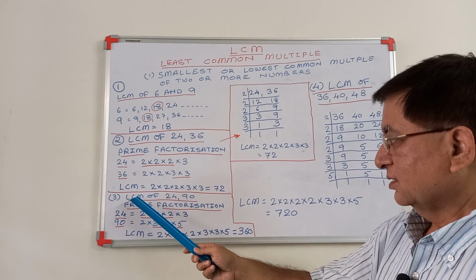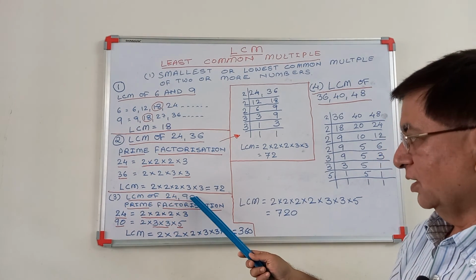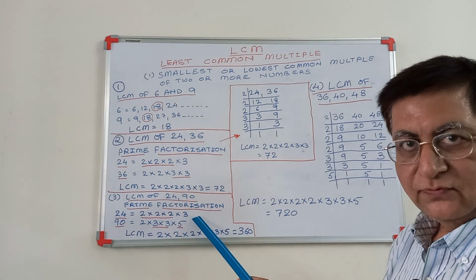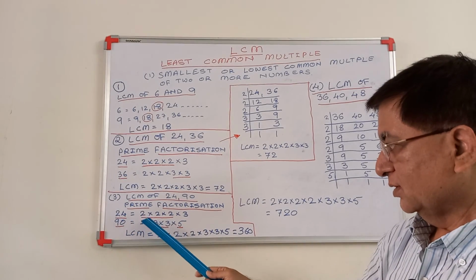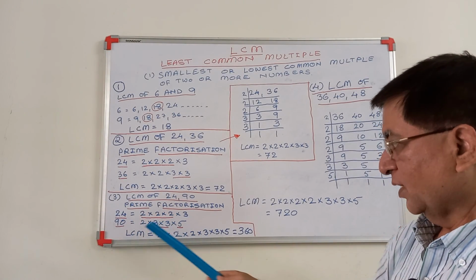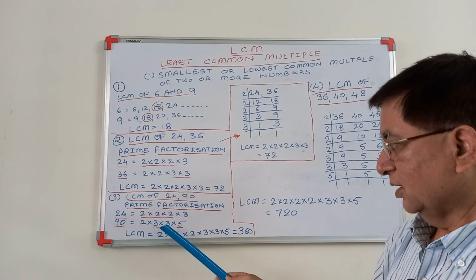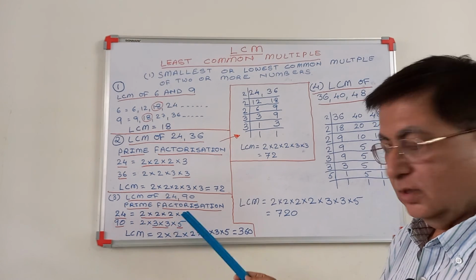Same thing, let's say we find the LCM of 24 and 90. Again we do prime factorization. 24 is 2 times 2 times 2 times 3. 90 is 2 times 3 times 3 times 5, right?